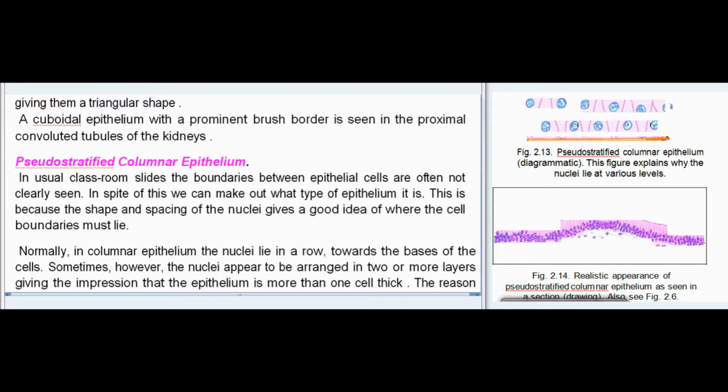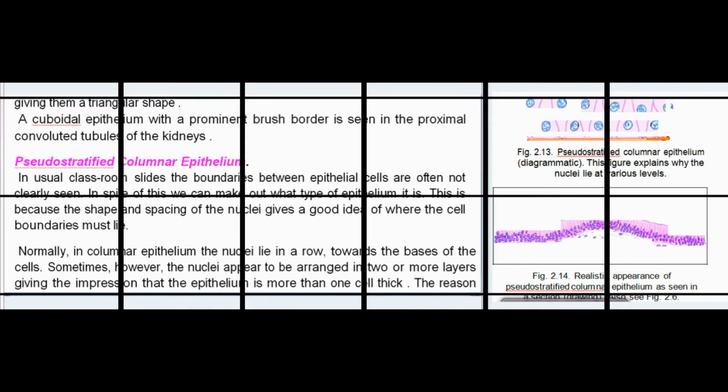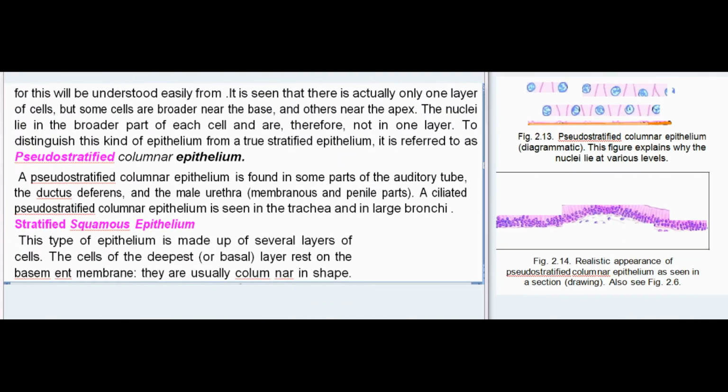Sometimes, however, the nuclei appear to be arranged in two or more layers, giving the impression that the epithelium is more than one cell thick. The reason for this will be understood easily when it is seen that there is actually only one layer of cells, but some cells are broader near the base, and others near the apex. The nuclei lie in the broader part of each cell and are, therefore, not in one layer. To distinguish this kind of epithelium from a true stratified epithelium, it is referred to as pseudostratified columnar epithelium.